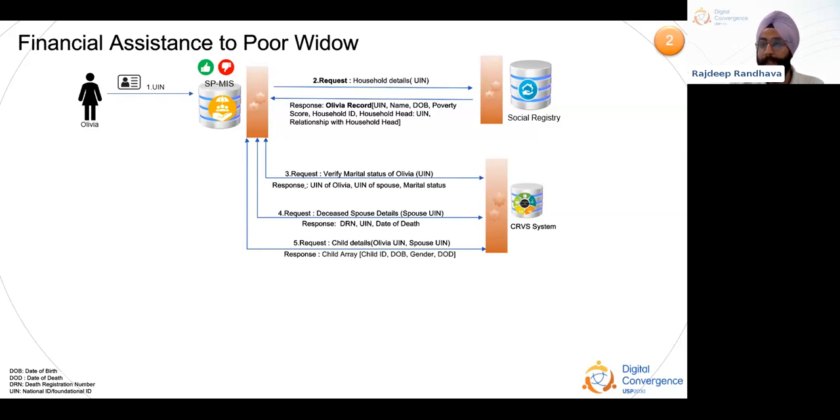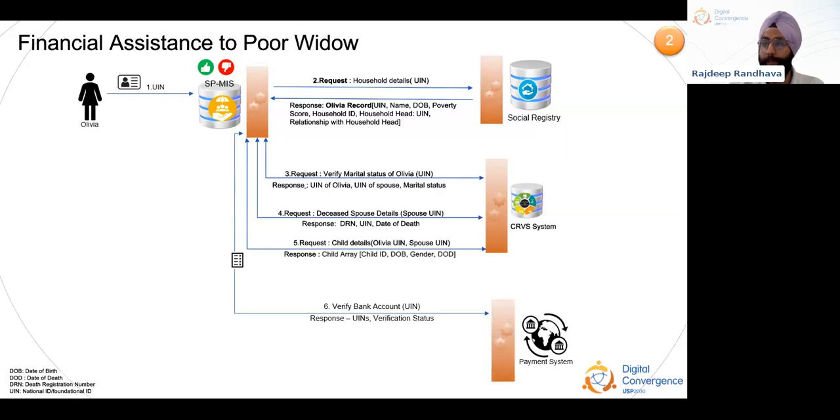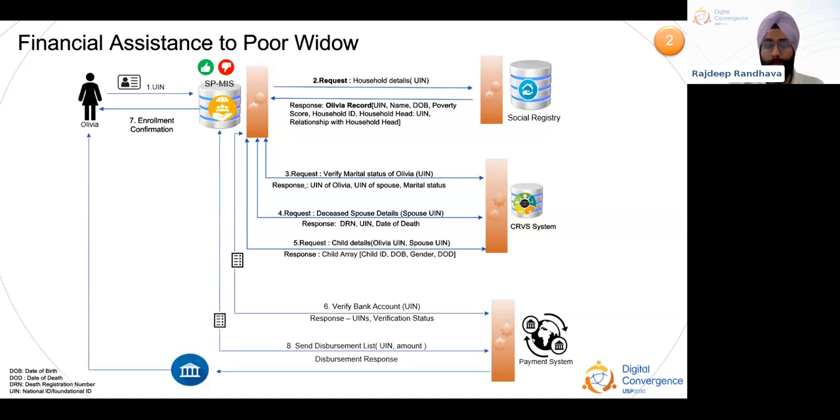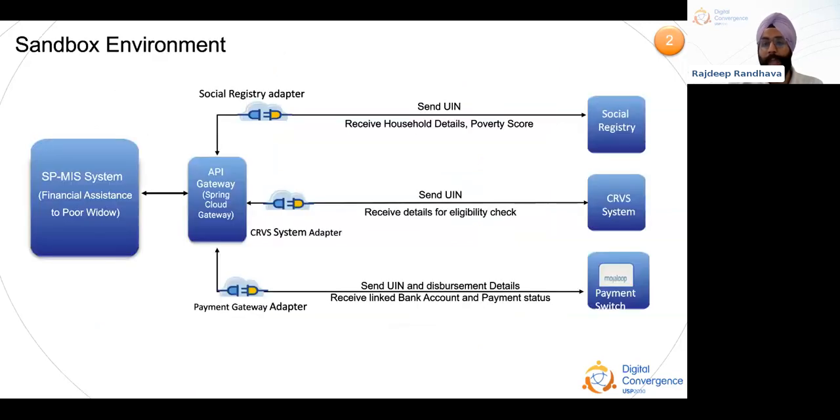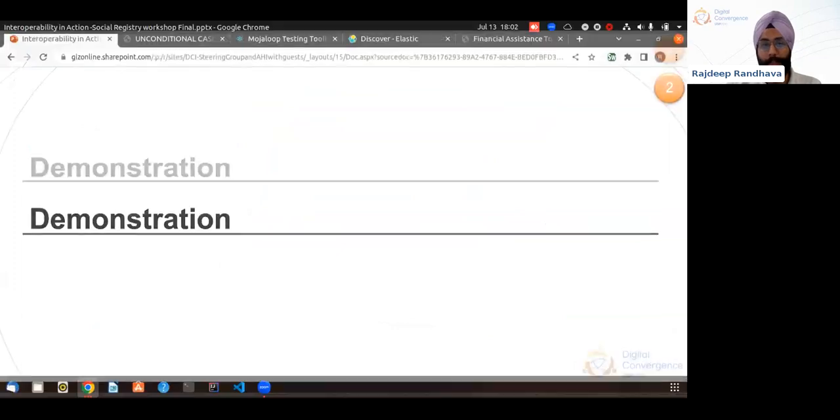Finally, the SP-MIS sends Olivia's UIN to payment system to verify her bank account. Upon receiving a positive response, the SP-MIS successfully enrolled Olivia in financial assistance program. The SP-MIS then sends a disbursement list to payment system to transfer to Olivia's account. In this demonstration, we have integrated social protection program, social registry, CRVS system, and the payment system to showcase their interoperability. Now, let's take a look at the demo.